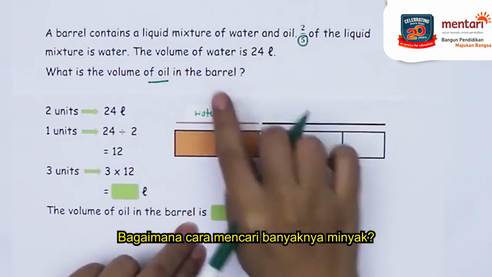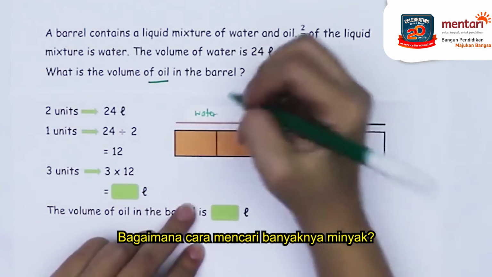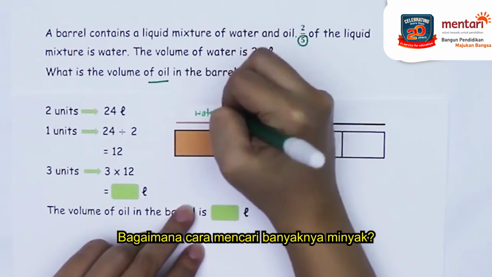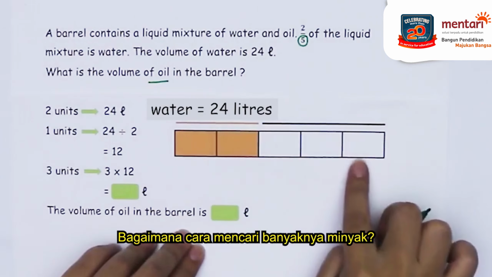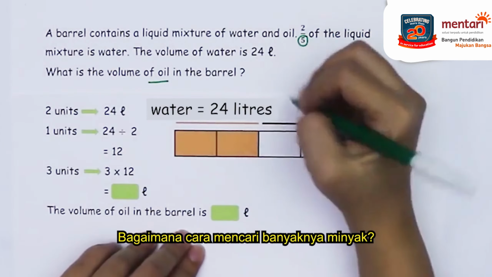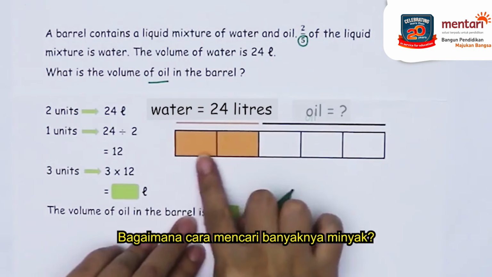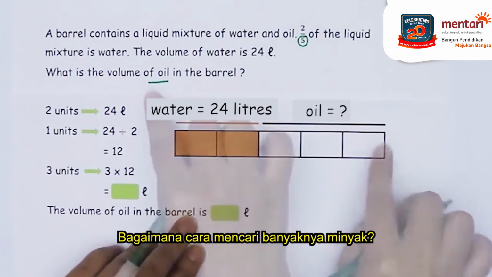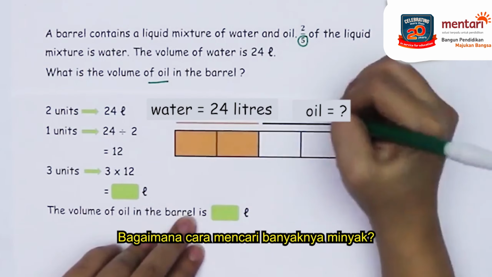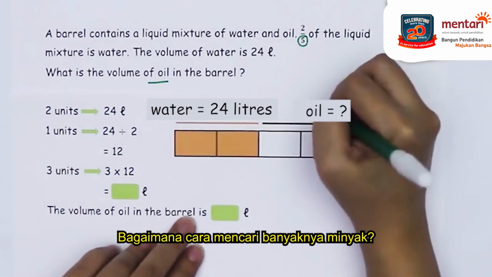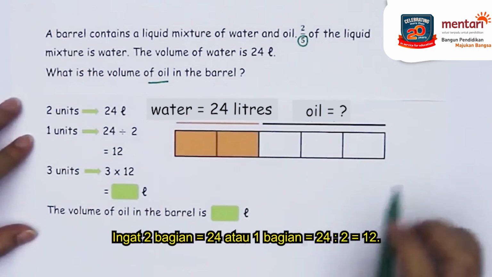And we know that the water is how much? It's 24 liters. While this 3 unshaded part is for the oil. Since we know that the barrel contained the water and the oil, and the question is, we want the volume of the oil. So this is our question. Now, how do we find it out?